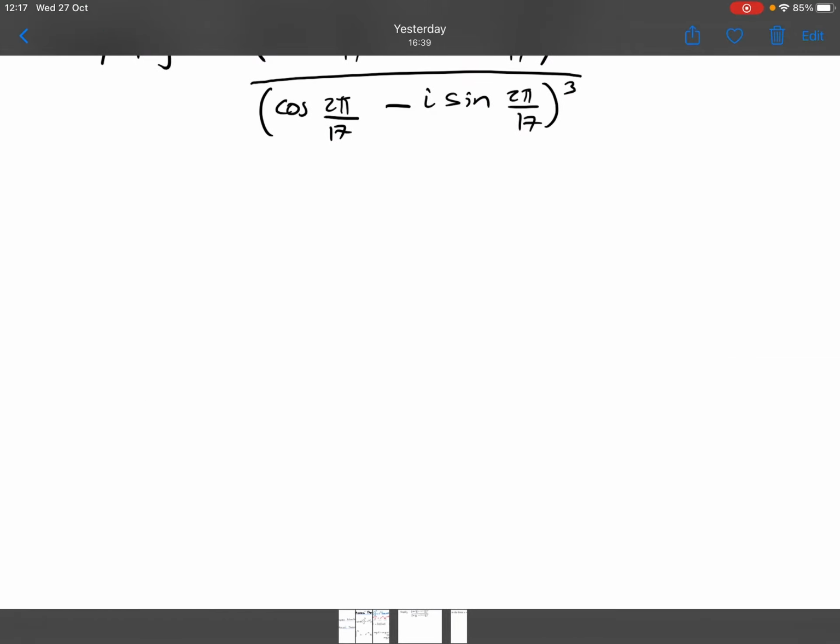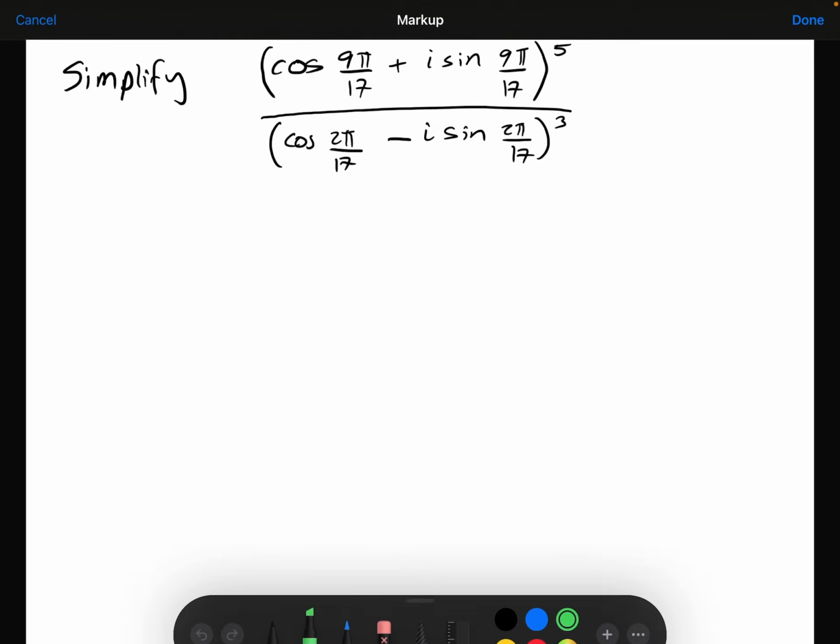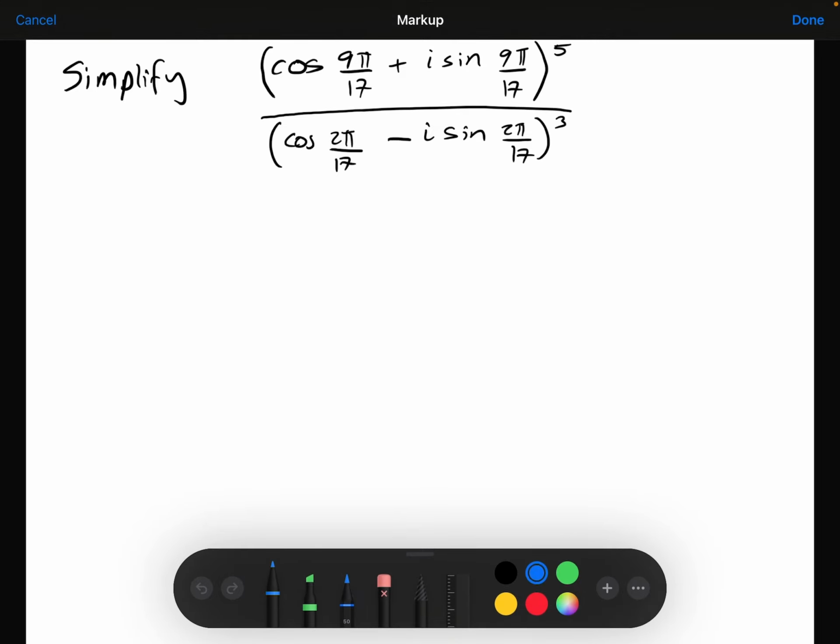Let's look at a couple of examples using these results then. So here we need to simplify this expression. So I've got cos 9 pi over 17 plus i sine 9 pi over 17 all to the power 5, and I'm dividing that by cos 2 pi over 17 minus i sine 2 pi over 17 all to the power 3. So first thing I can do here, the fact that it's a minus here, let's deal with that. So I know that if I have a minus in my modulus argument form, that means that the argument is going to be negative, like that.